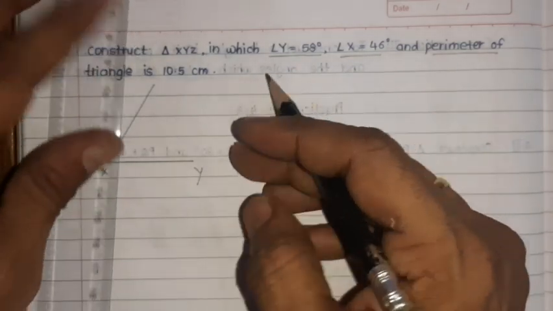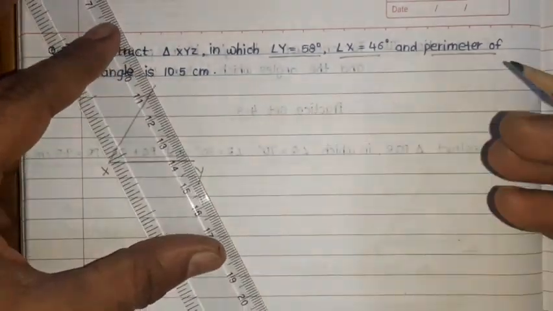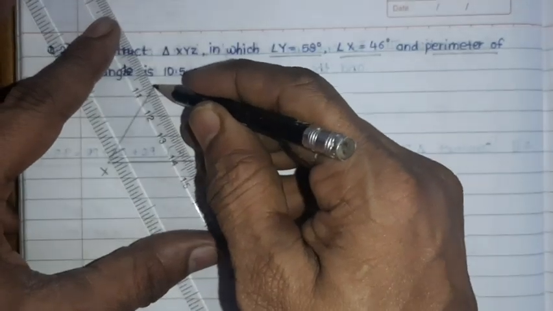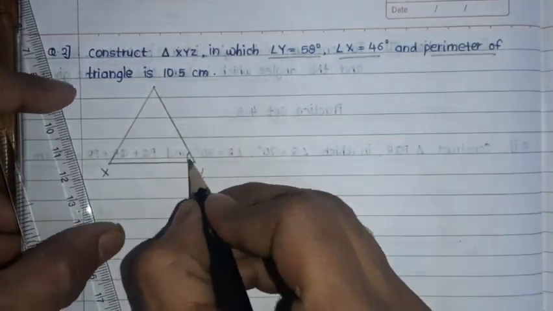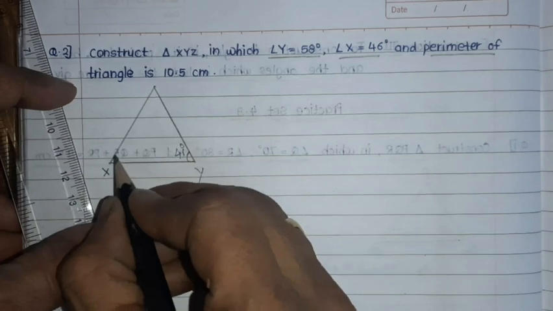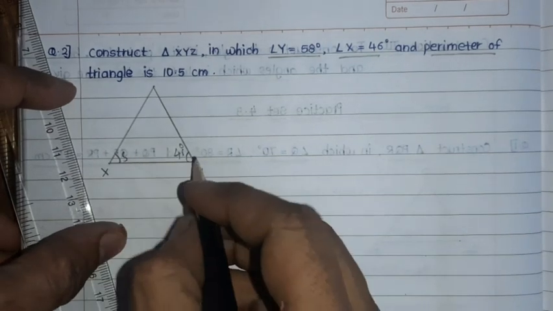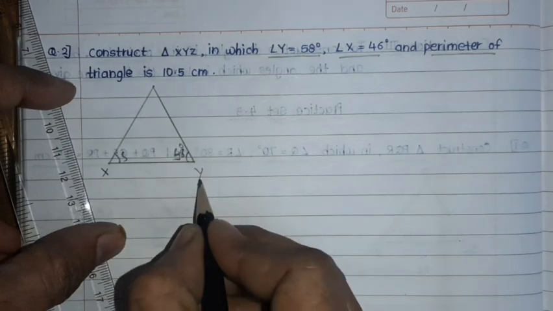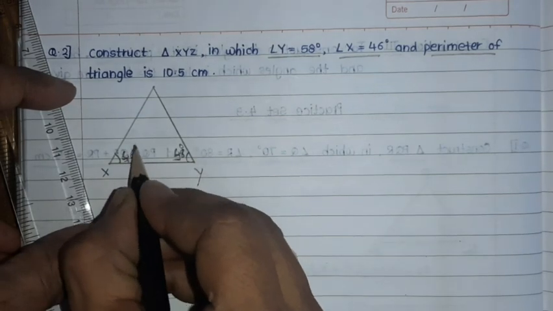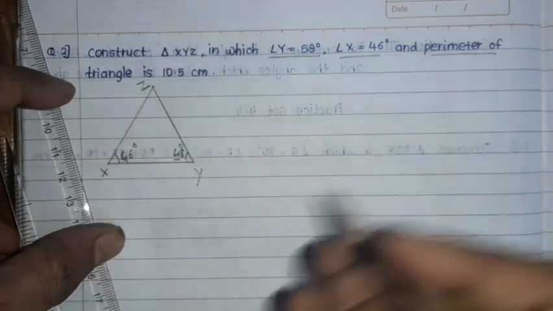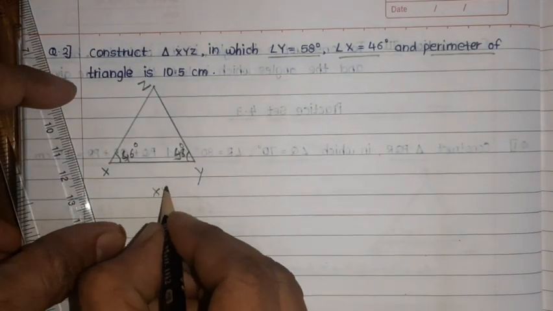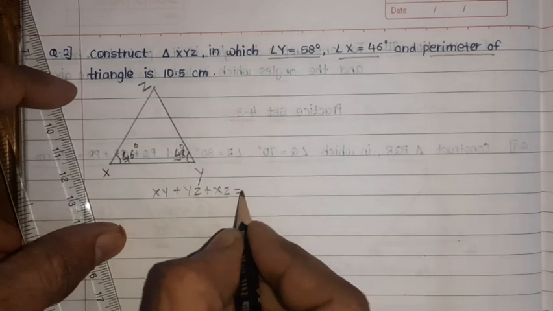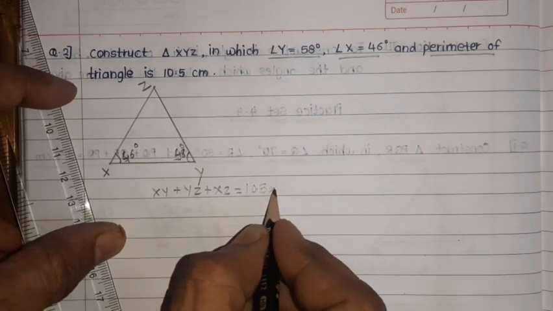58 degree. And at the point X, the angle is how much? 46 degree. This is 46 degree. Here it is 58 degree. Y is 58 degree, X is 46 degree, and here it is Z. We can write here XY plus YZ plus XZ is equal to 10.5 centimeter.